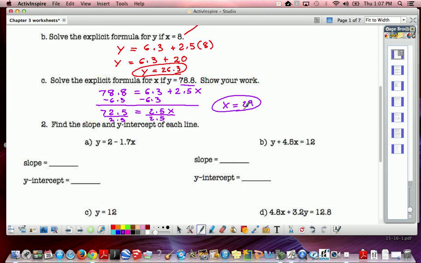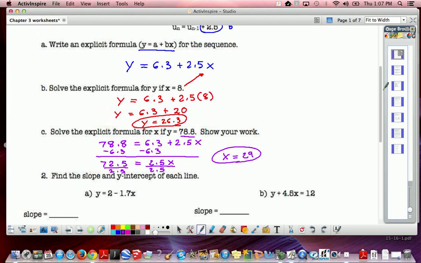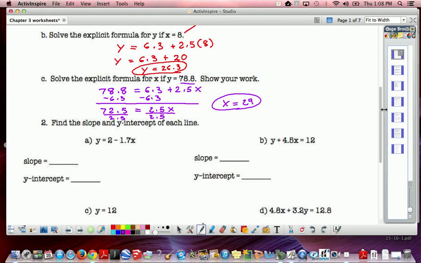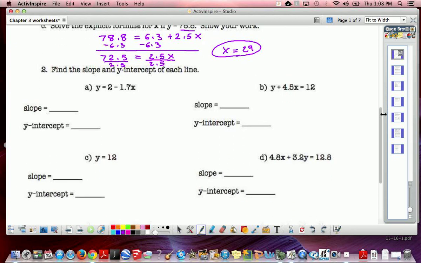Now, just a little helpful hint to remind you: when you write something from a recursive formula to an explicit formula, and you're asked to solve for x, your x is going to be a whole number. Otherwise, something went wrong. All right, moving right along.